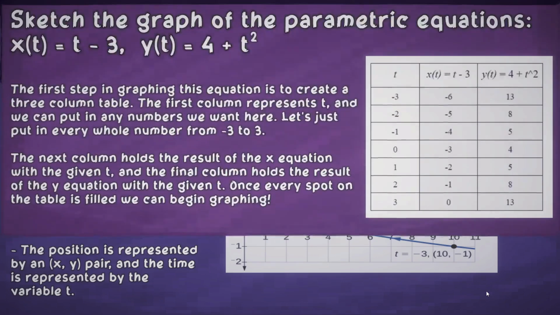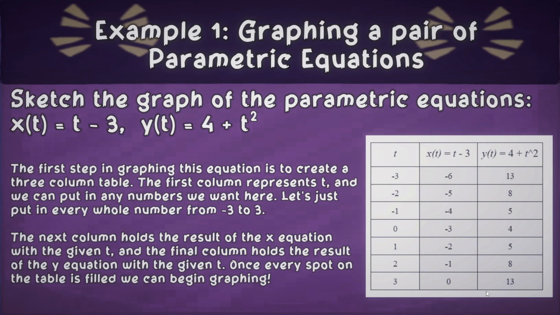And moving on, here we have our first example, graphing a pair of parametric equations. So let's say we need to sketch a graph of the following parametric equations. x of t equals t minus 3, y of t equals 4 plus t squared. The first step in graphing this equation is to create a 3-column table, as you can see here.